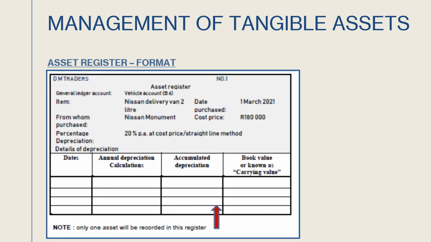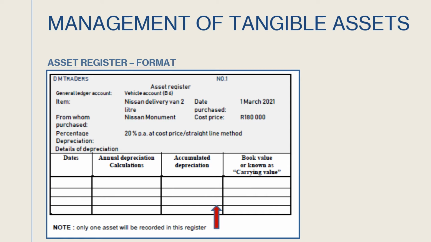The asset is a Nissan delivery van, 2 liter. That's the make and the model. From who did we buy that? This was bought from Nissan Monument. And then the date that we purchased it was the 1st of March 2021. The cost price, what we've paid for it, was 180,000.